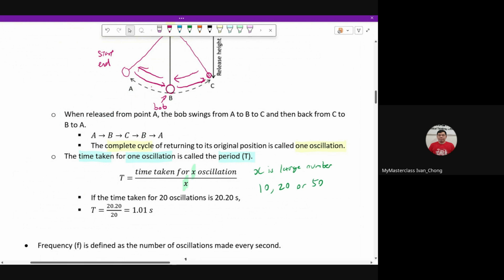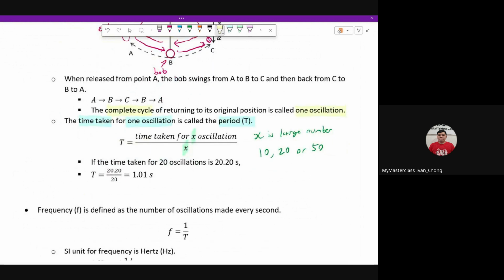So as you can see, if you have 20 oscillations, the time taken, let's say it's 20.20, you just divide using this formula, and this is the time taken for one oscillation. Okay, so you move back and forth, A to B, B to C, C back to A. Basically this one process, A to C back to A, is 1.01 seconds.